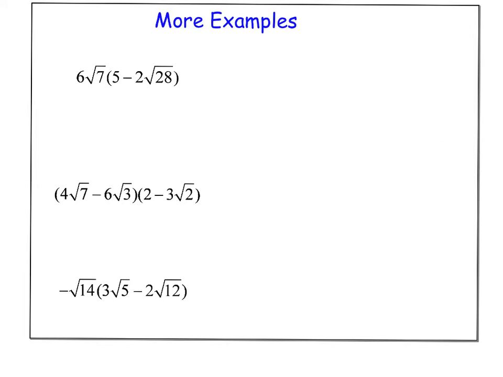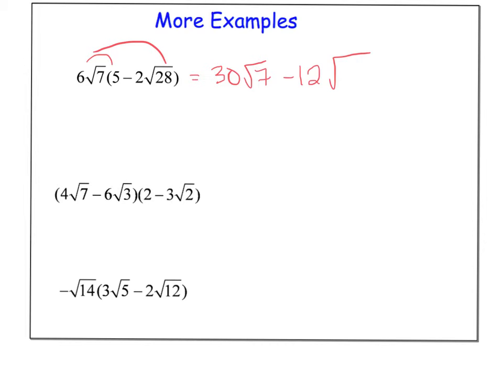3 more final examples. Again, if you think you've got this, you can just fast forward to the end to see all the answers. Otherwise, walk through it with me and see how you do. So again, this is a distribution problem. And 5 times 6 is 30. The square root of 7 just stays. 6 times a negative 2 is a negative 12. And then I have a 28 times 7, which is 784.